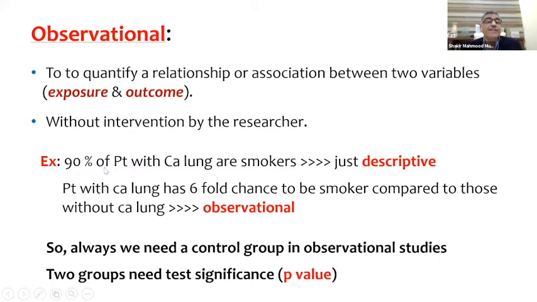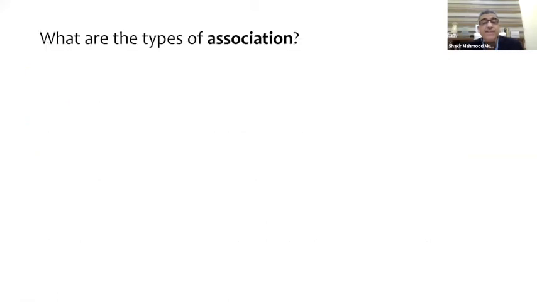90 من نقول 90% of patient with CA lung are smokers، هذا just description. بينما من نقول patient with CA lung has 6-fold chance to be smoker compared to those without CA lung، هذا observational، لأنه عندنا two groups وعندنا comparison واكو فد سورت اوف ريليشن. وايضا ارجع واذكر من اكو تو جروبس معناتها لازم نطلع p value to show that our result is statistically significant.